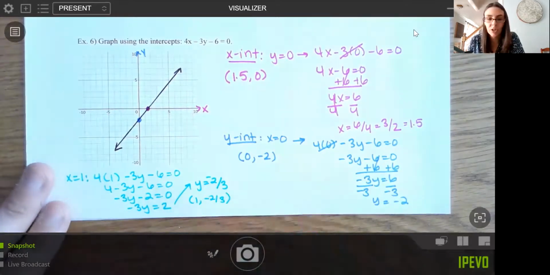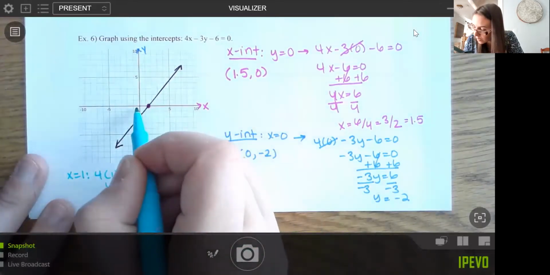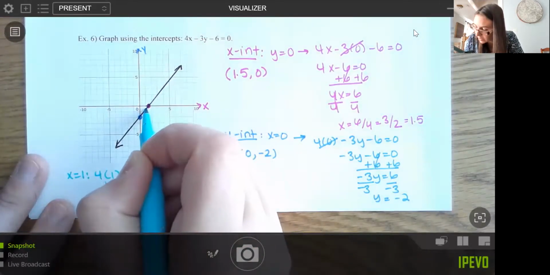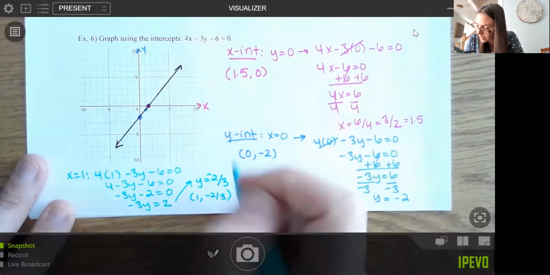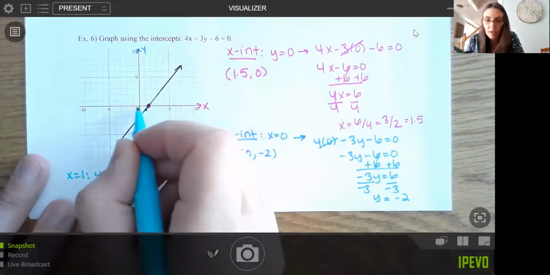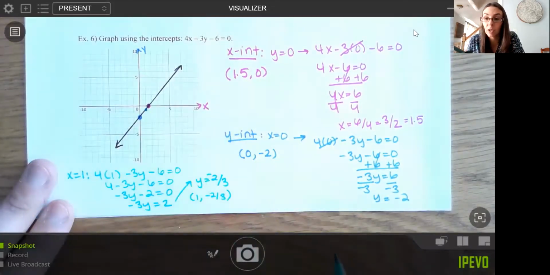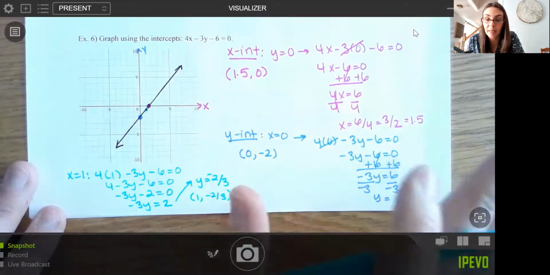And if I use that as my check, here's 1, and it does look like there's -2/3, right? It's going to be not quite at -1 here. So it looks pretty good. I'm right on that line. So I think I did a good job graphing here, and I didn't make any mistakes on my intercepts.